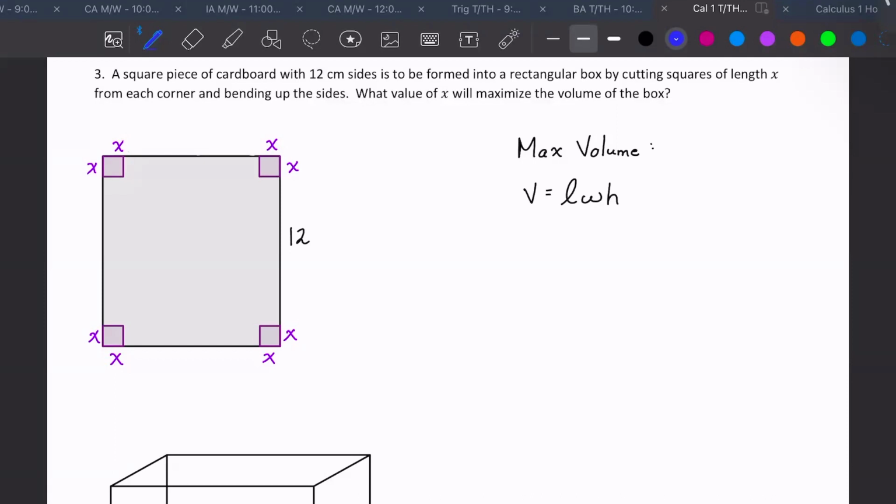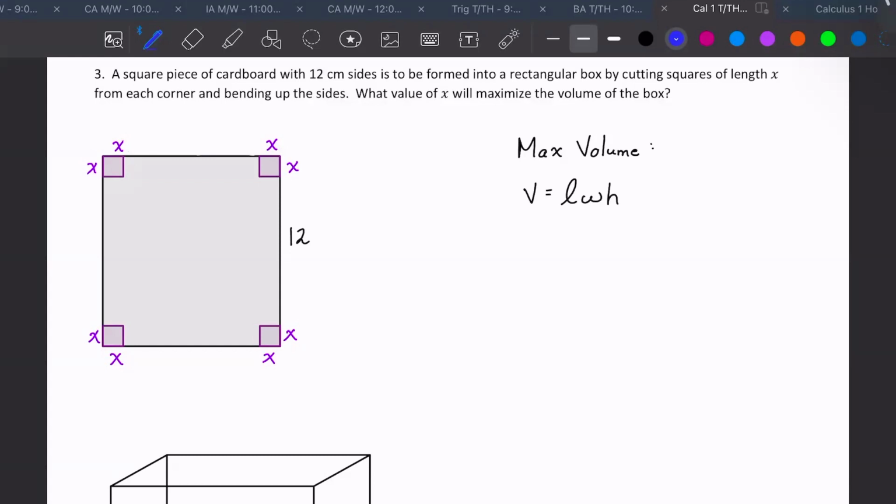Okay. It says a square piece of cardboard with 12 centimeter sides is to be formed into a rectangular box by cutting squares of length X from each corner and bending up the sides. What value of X would maximize the volume of the box? So we really amped it up with this one. We know that we're trying to find the max volume, and volume is length times width times height.